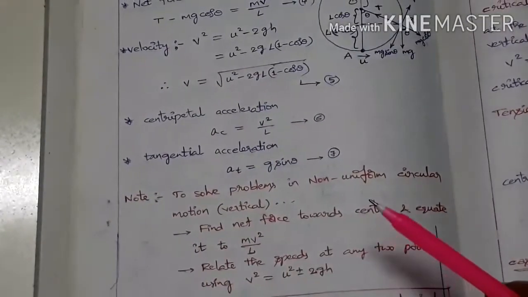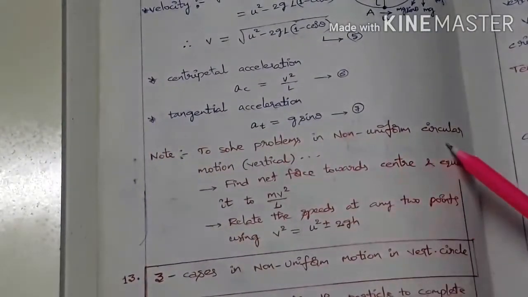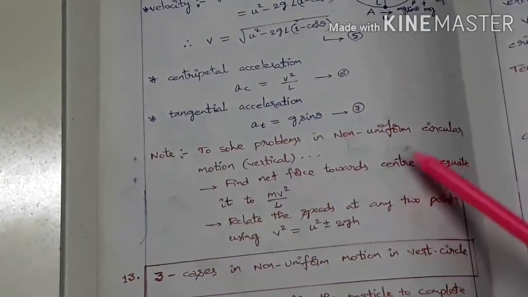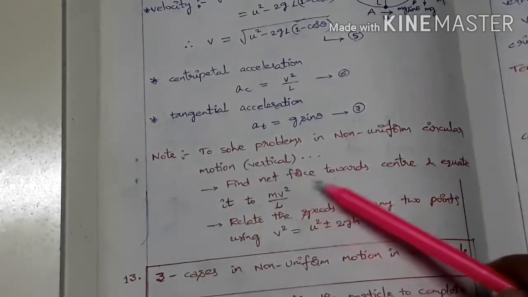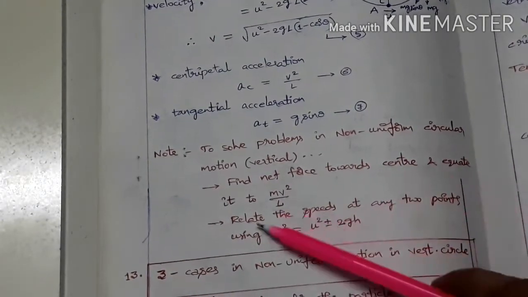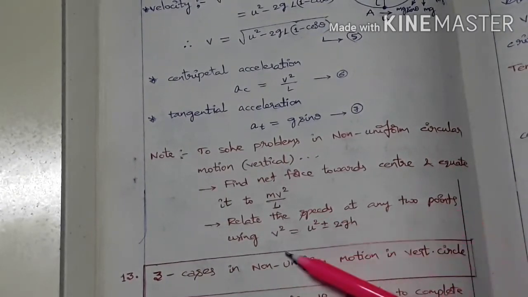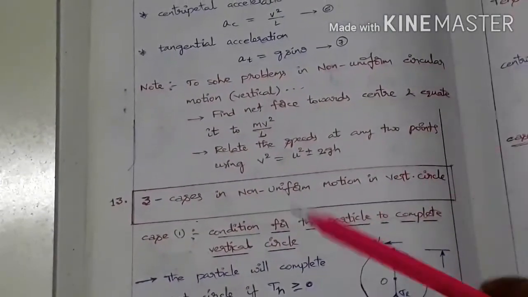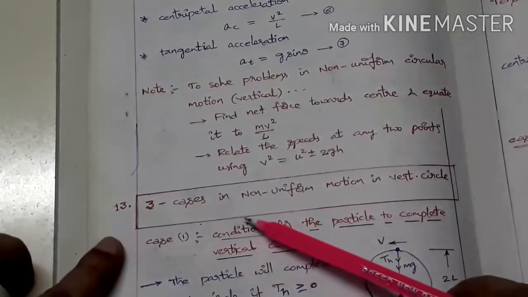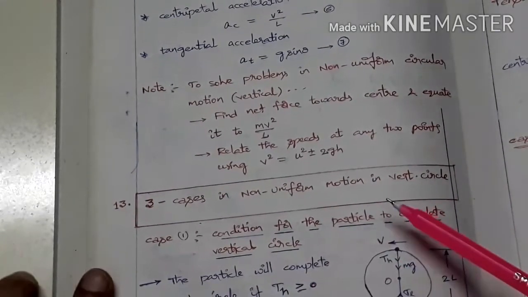So a very important thing you have to keep in mind is that to solve problems in non-uniform circular motion in vertical direction, first find net force towards the center and equate it to mv square by L, and relate the speeds at any 2 points using v square equal to u square plus or minus 2gh. These are very important cases. So next are the 3 cases in non-uniform motion in vertical circle.